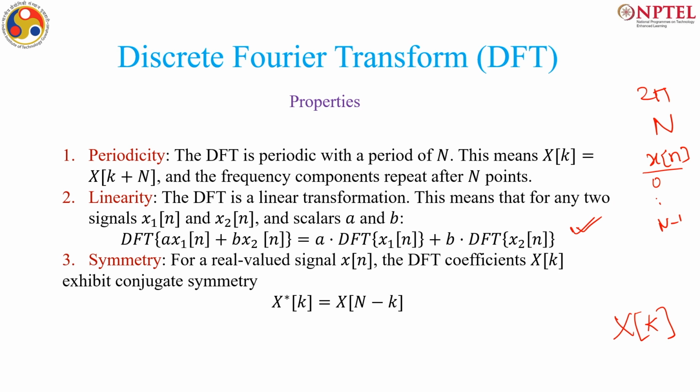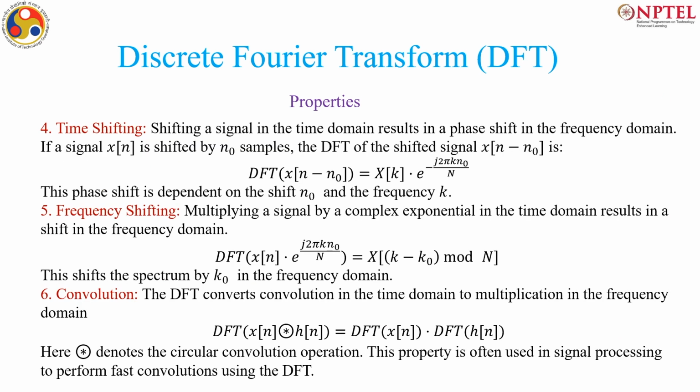Now, symmetry also is very important here, but what is important to look at is that it is conjugate symmetric. So, x of N minus k will be x conjugate k. So, for a real valued signal x of n, the DFT coefficient x of k will exhibit conjugate symmetry, and this is very important specifically for the development of my FFT algorithms. And these properties are very much similar to the DTFT.